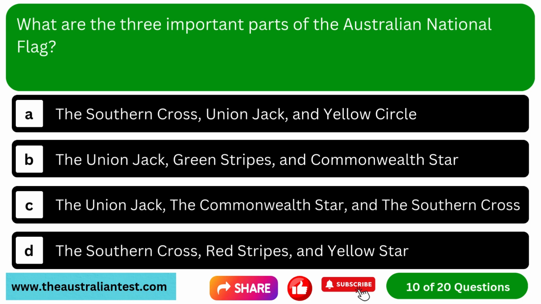Question 10. What are the 3 important parts of the Australian national flag? Option A, the Southern Cross, Union Jack, and yellow circle. Option B, the Union Jack, green stripes, and Commonwealth Star. Option C, the Union Jack, the Commonwealth Star, and the Southern Cross. Option D, the Southern Cross, red stripes, and yellow star.